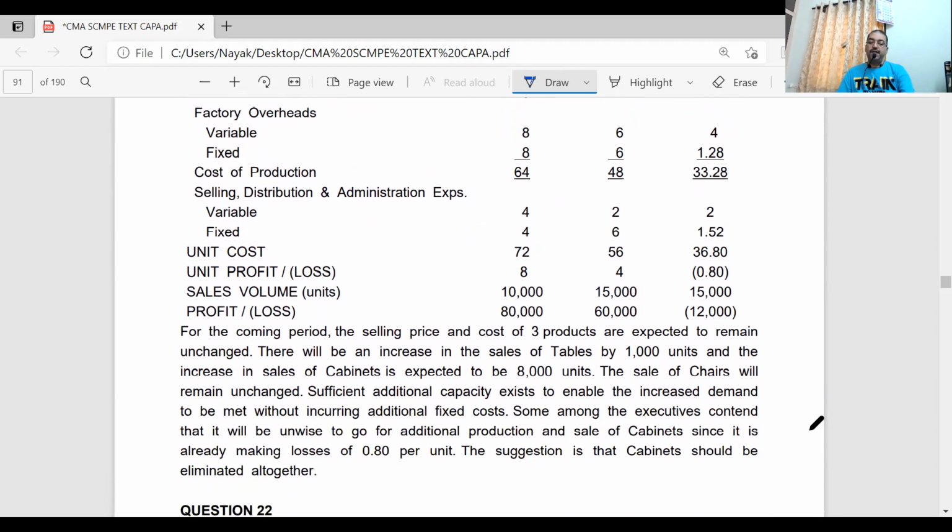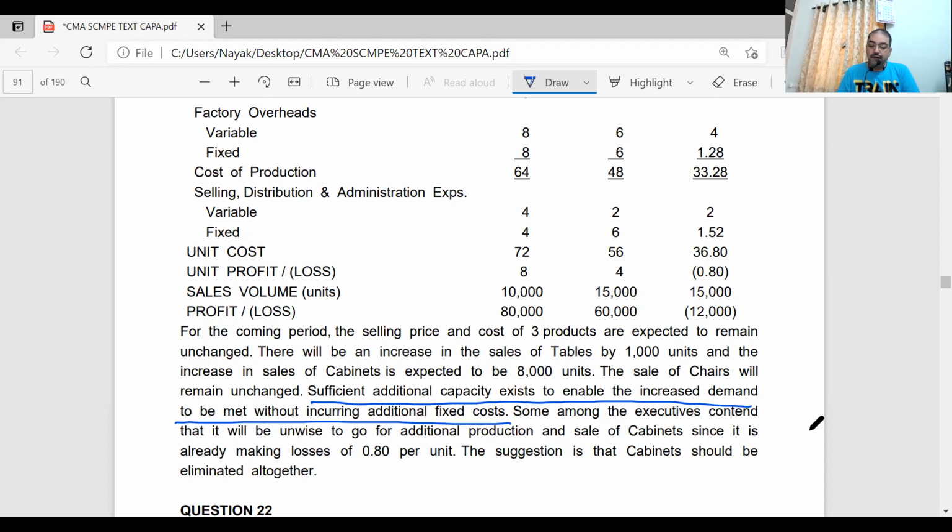Multiplied by the unit profit or loss, you get your total profit or loss for tables, chairs, and cabinets. For the coming period, the selling price and the cost of the 3 products are expected to remain unchanged. There will be an increase in the sales of tables by 1,000 units. So from 10,000, we are going to manufacture an additional 1,000 units, so 11,000. And the increase in sales of cabinets is expected to be 8,000 units. 15,000 plus 8,000, 23,000. The sale of chairs will remain unchanged. Sufficient additional capacity exists to enable the increased demand to be met without incurring additional fixed cost. That is important. So we can produce more without increasing the fixed cost.